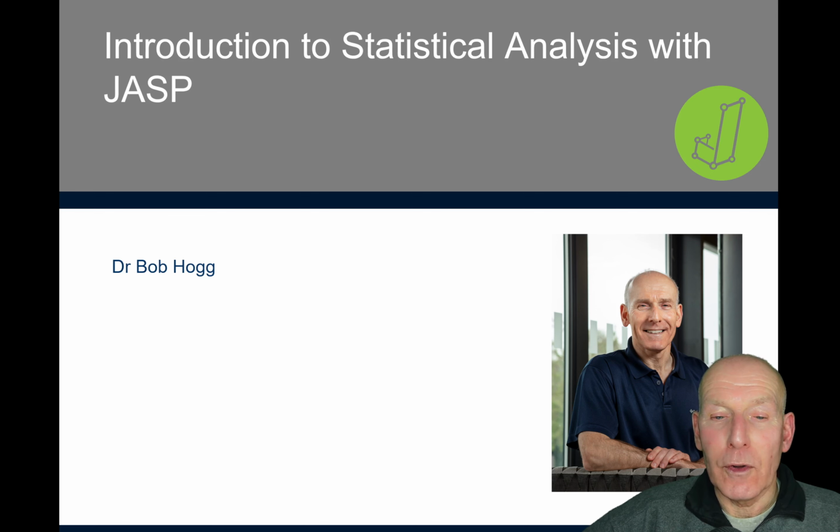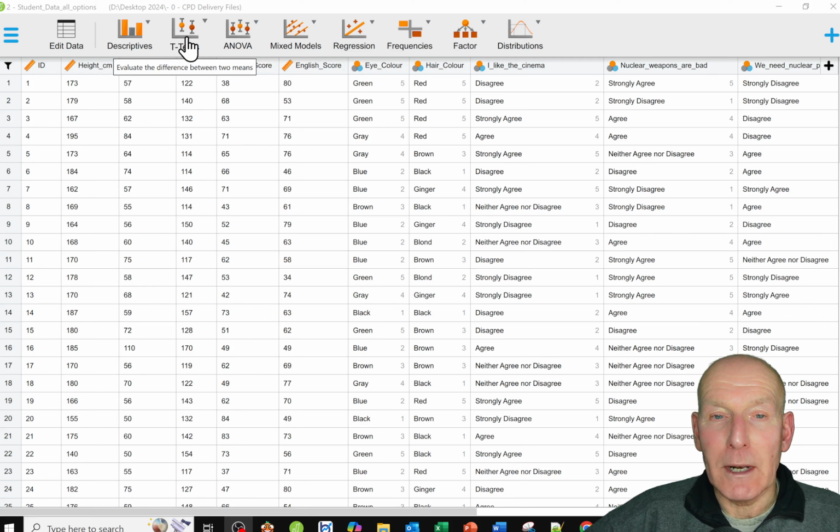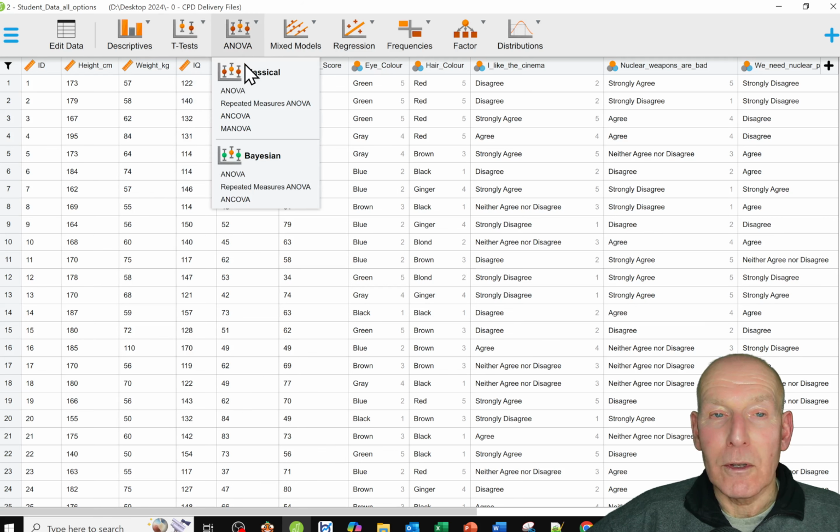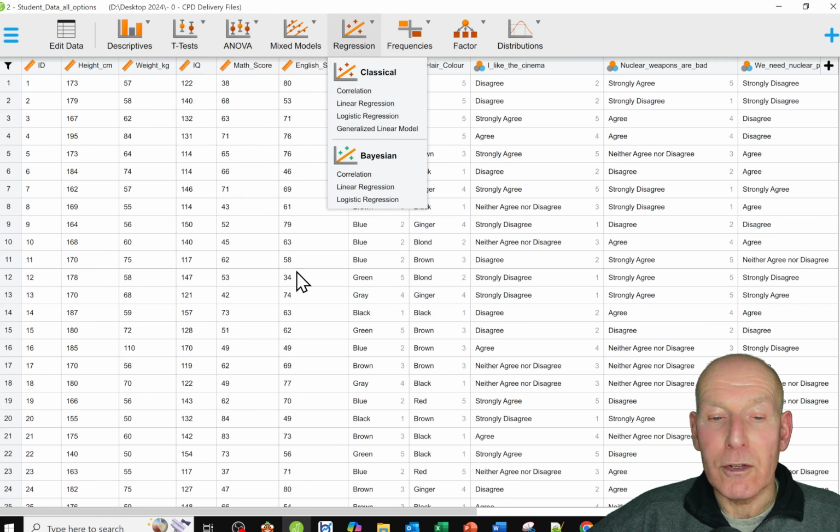Now, if you've already had a play with JASP, then you might be aware that if you go and do something like a t-test, you are given a couple of options. You have the classical analysis, which you would expect here, like independent samples t-test, paired samples t-test, or one sample t-test, but you're also given a Bayesian equivalent. In other words, Bayesian independent samples t-test, Bayesian paired samples t-test, or a Bayesian one sample t-test. And it's exactly the same in all of the other options, for instance ANOVA, or regression.